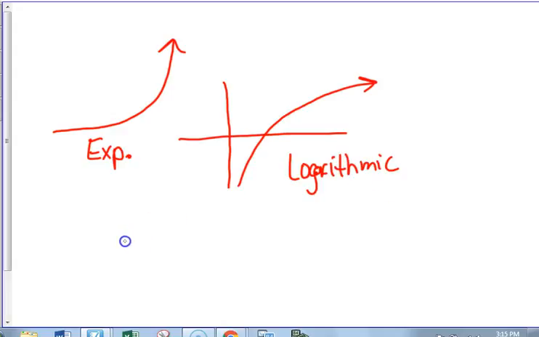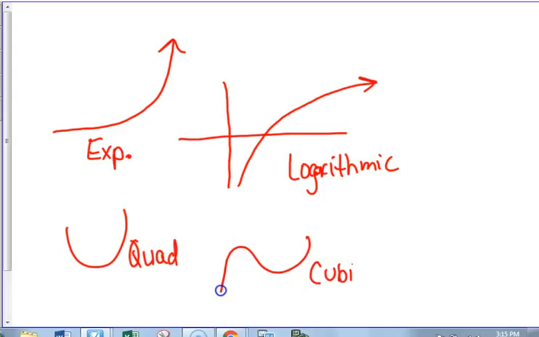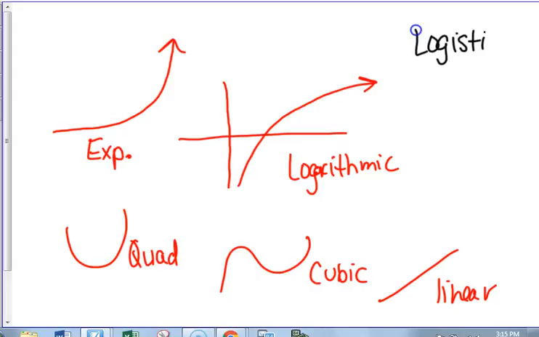Okay. You also need to know quadratic, cubic, right? We're good with those? Linear. Okay. The new one is this logistic that we're talking about today.